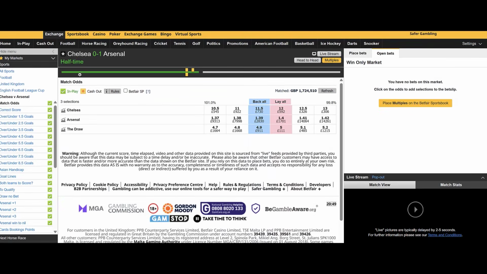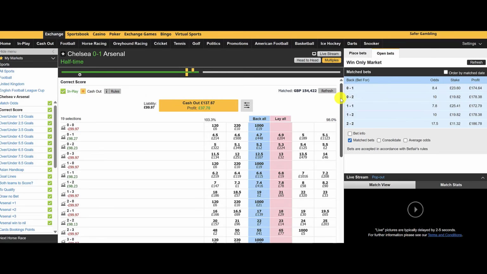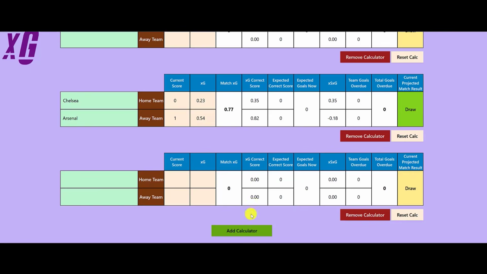Just gone half time. It's Chelsea 0, Arsenal 1 at half time. This is the price here on Arsenal as expected. And if we look at how the correct score market looks, it's looking positive for us. We could actually just collect a profit right now, £37 on this one, and it's pretty tempting. But let's have a look at the data.